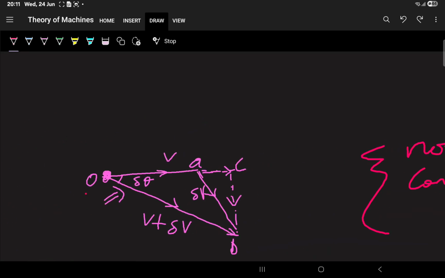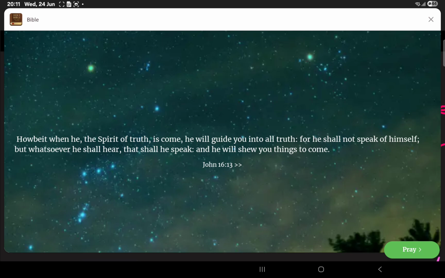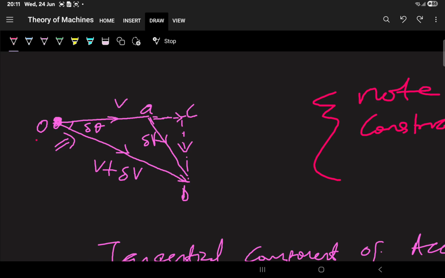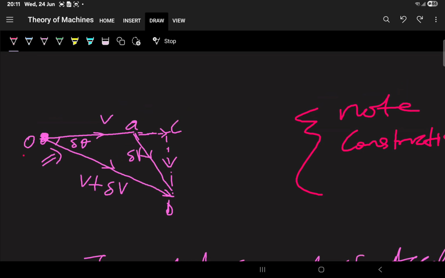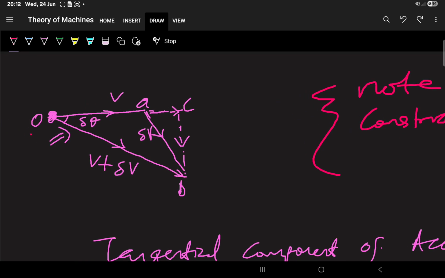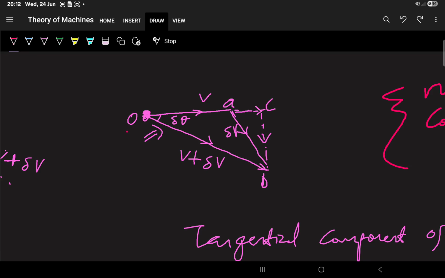Now we're trying to get our tangential component of acceleration. So we need to incorporate that here. Now AC is an extension of this vector V, the tangential velocity. Now CB, from here to here, is an extension to help us with the normal velocity. That is the normal component of the velocity.